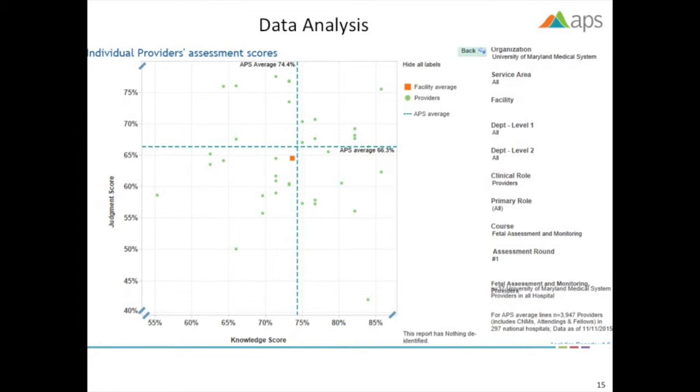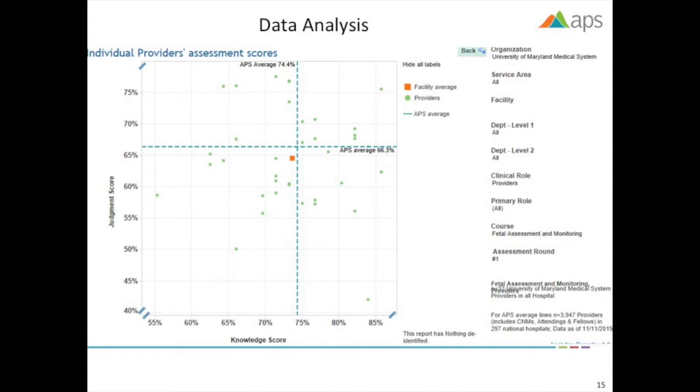After you look at your group relative to nurses across the country who have also done the assessment, you can look at how the individuals within that group did. This one is just an example of providers' assessment scores. In this case, the orange square is your facility. So all the providers in your facility, and then the green dots are each of the individual providers, how they scored. You probably notice on both slides there's a really wide distribution, and that's very typical of a first assessment.